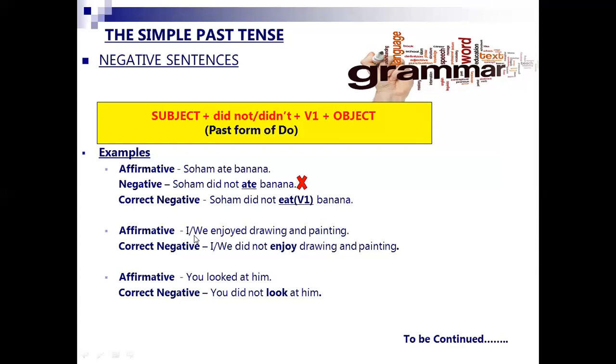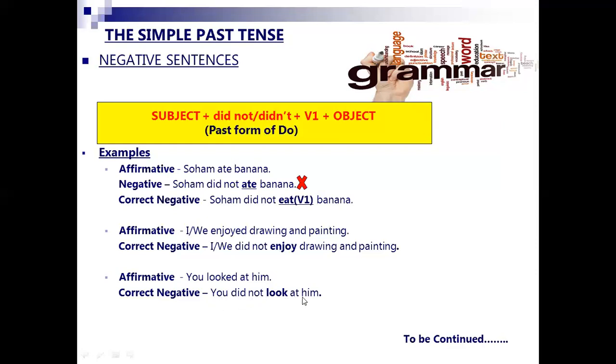Let's observe the next sentence. We enjoyed drawing and painting. Now, enjoyed shows it is past tense because the V2 form is there. Now, what is the formula? Subject will come, then did not, then V1 and object. Yes, now just try to apply it. The subject we will come as it is, then did not, yes, because it's there in the formula, did not plus V1. Enjoyed is V2; the first form of the verb is enjoy. So enjoy, and the remaining sentence will come as it is, drawing and painting. Get it? So: We did not enjoy drawing and painting. Understood? The next one is: You looked at him.